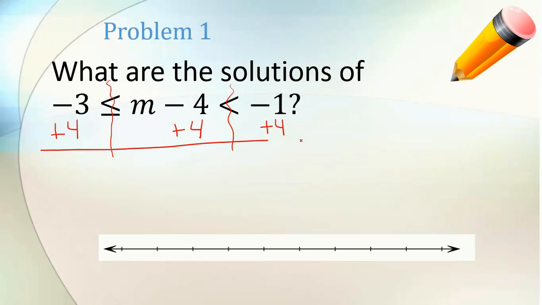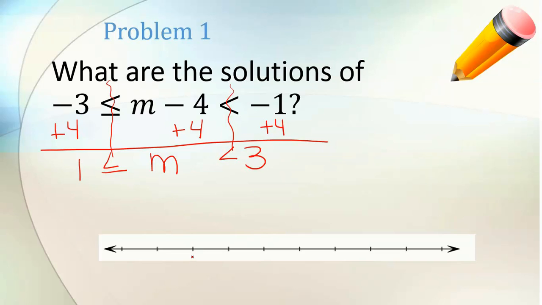So, let's see here. -3 plus 4 is 1. I'm going to keep my sign. Left with m. Keep the sign. -1 plus 4 is 3. So I have my inequality solved because m is alone. So I have 1 is less than or equal to m, which is also less than 3.